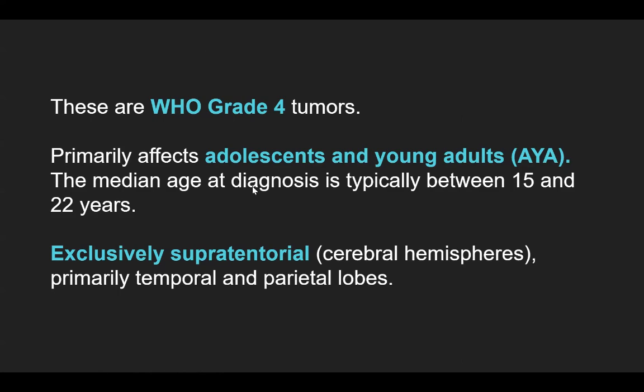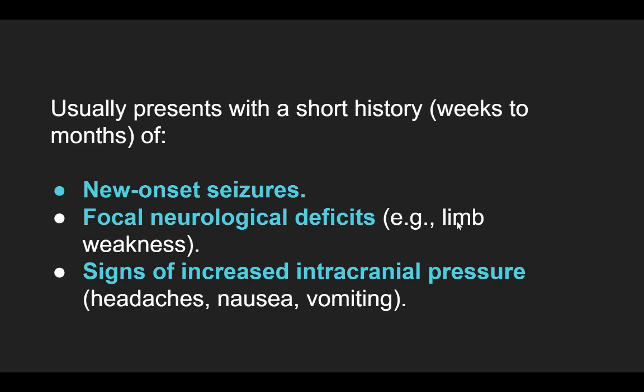The median age at diagnosis is typically between 15 and 22 years. These are exclusively supratentorial cerebral hemispheres, primarily temporal and parietal lobes, and usually present with a very short history. Patients will tell that they have new onset seizures. A lot of times, these seizures are secondary generalized or partial seizures. We can have focal neurologic deficits.